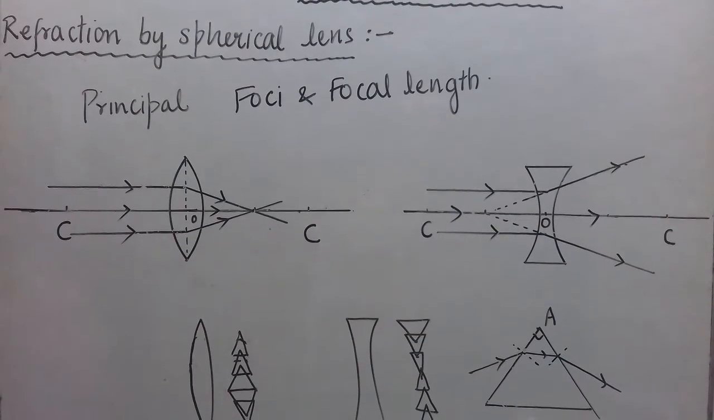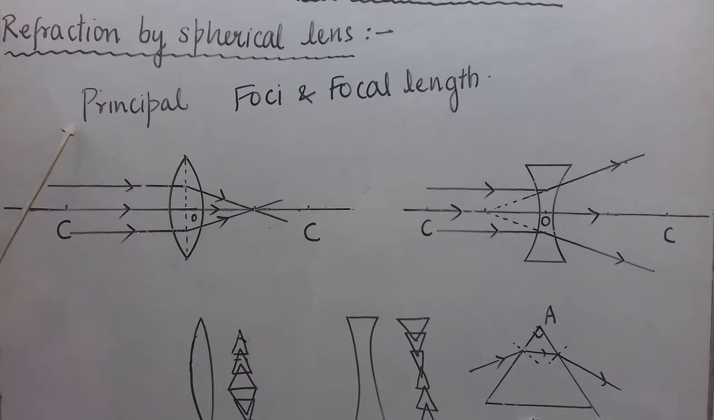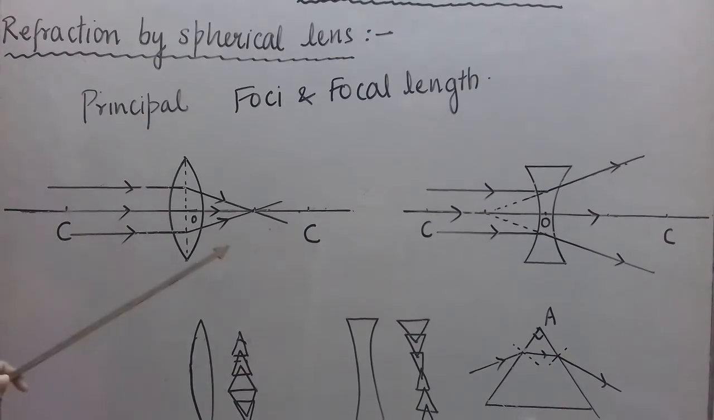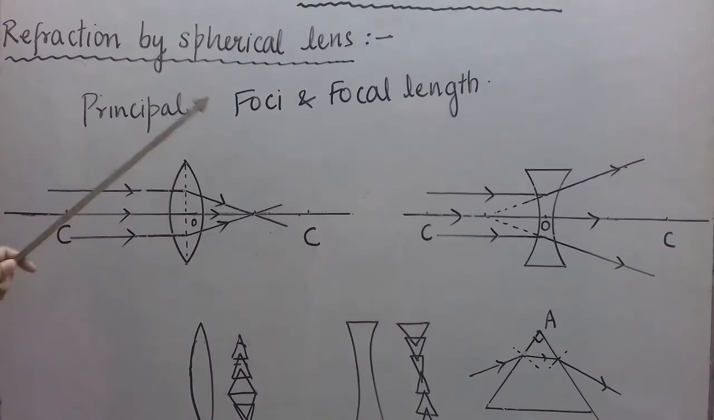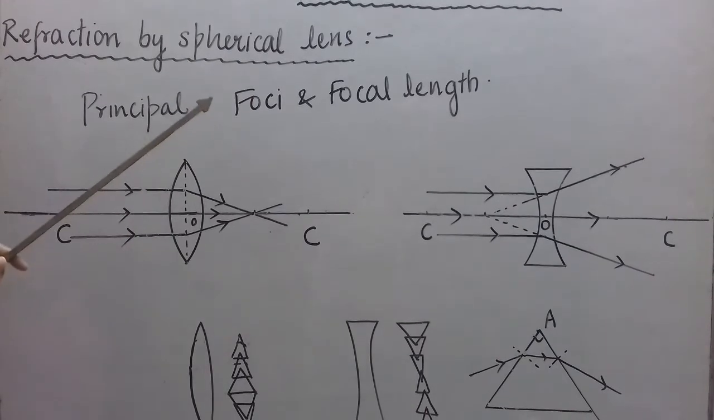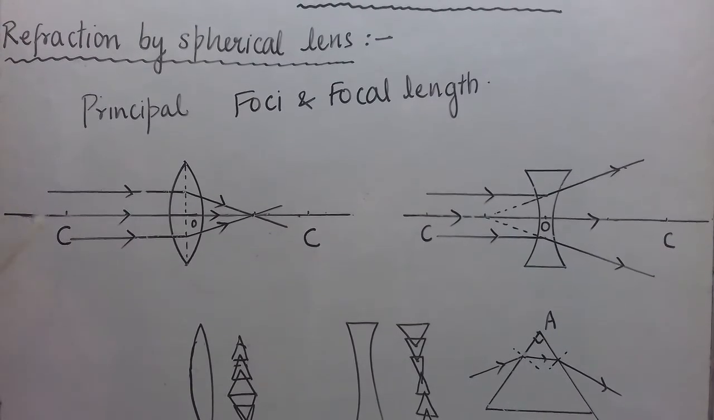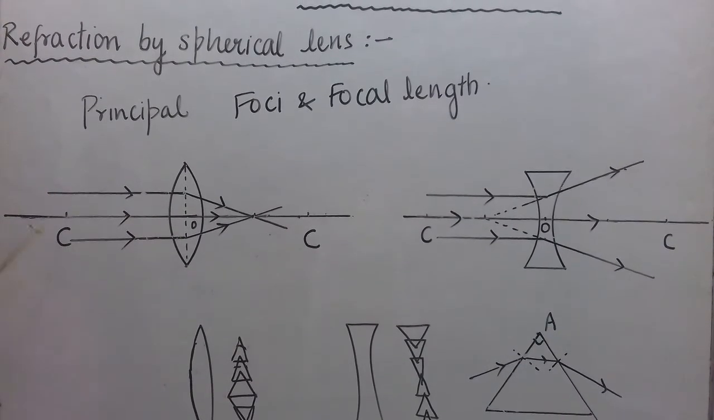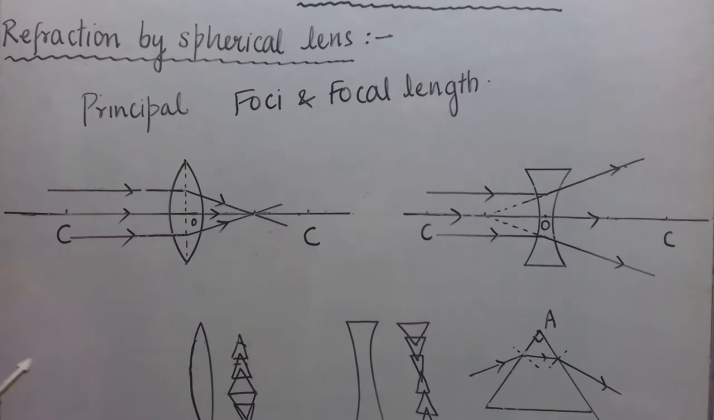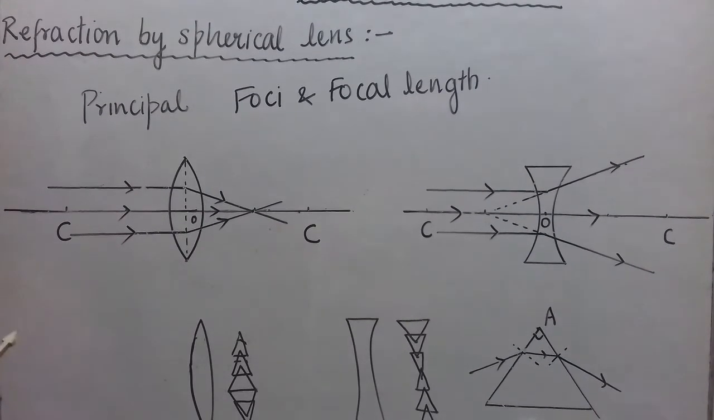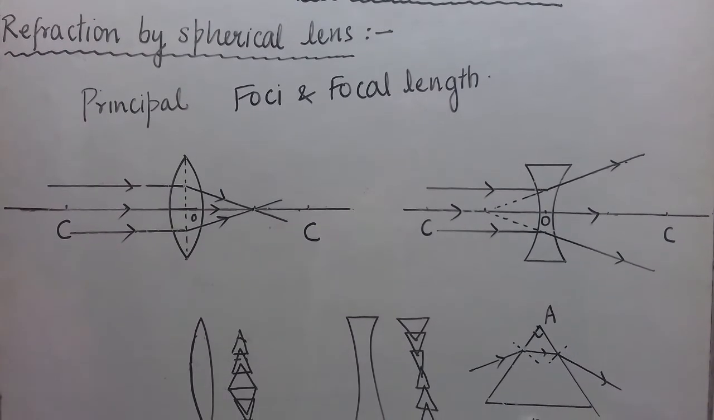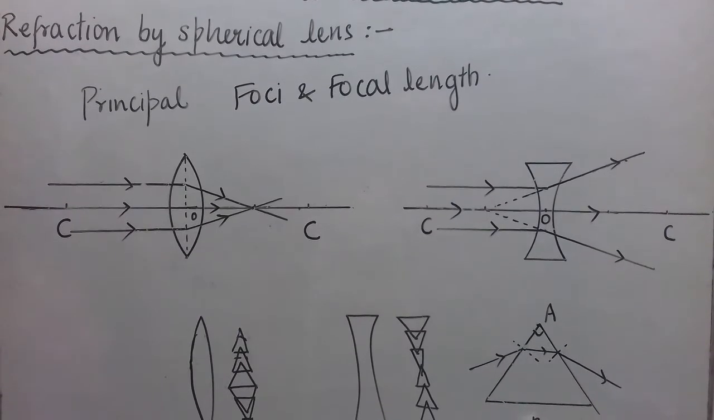Now students, let us see what is principal focus, as there are 2 principal foci of a lens, and the focal length of a lens. Now remember students, when we had drawn the lines parallel to the principal axis of a mirror, wherever they meet after the reflection or appear to meet after the reflection, that point is called as focus of a mirror or principal focus of a mirror.